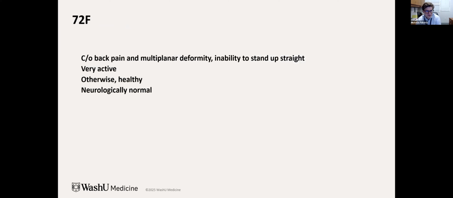And this will illustrate that. So this is a 72-year-old lady, a more recent patient of mine who had multiplanar deformity, an inability to stand up straight, very active, likes to go hiking in Colorado despite the spinal deformity. Otherwise very healthy, neurologically normal. And you can see on her 72-inch films just the severe deformity in both coronal and sagittal planes. Tipped very far off to the right.